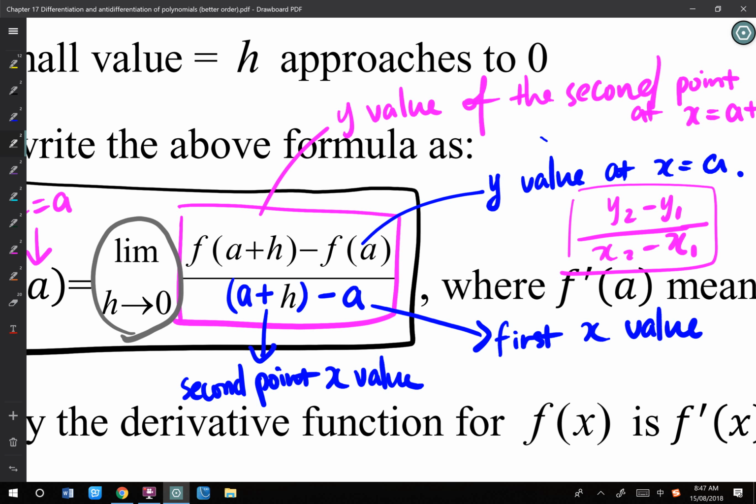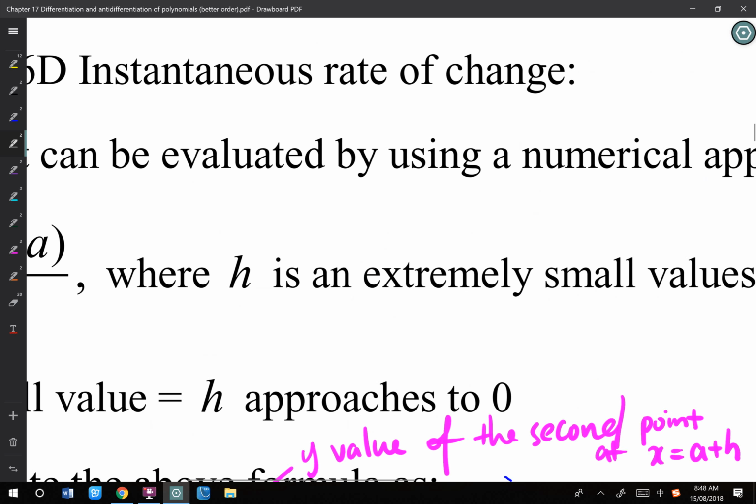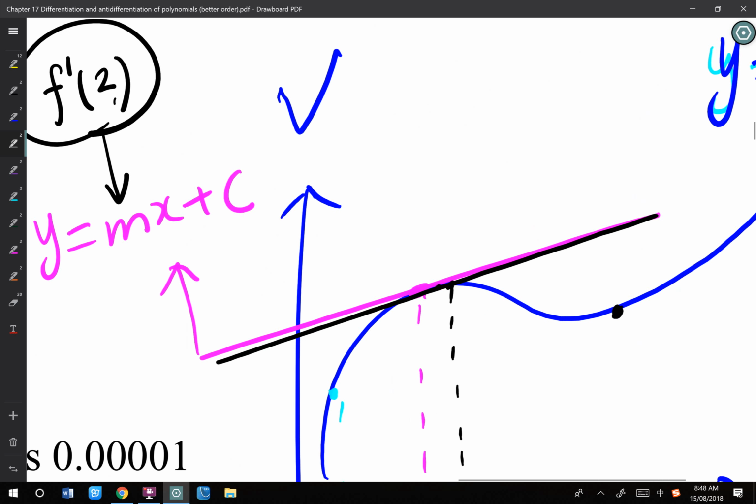Okay, when h reduces from 0.1 to 0.01, 0.001, 0.0001, you want to see what the gradient, the average rate of change, is decreasing to or increasing to, approaching a value. Then that approaching value will be the gradient at x equals a. You can think of it as the black gradient. The black gradient can change according to the h change.